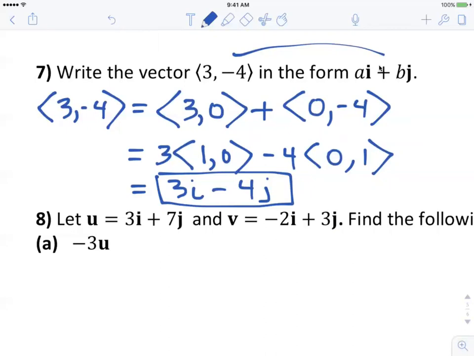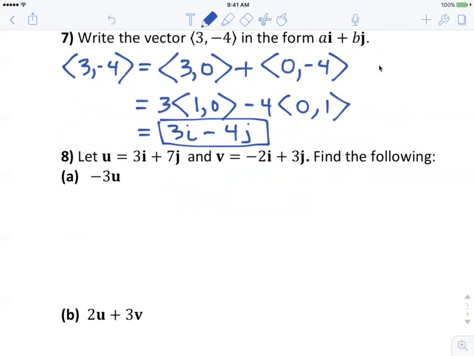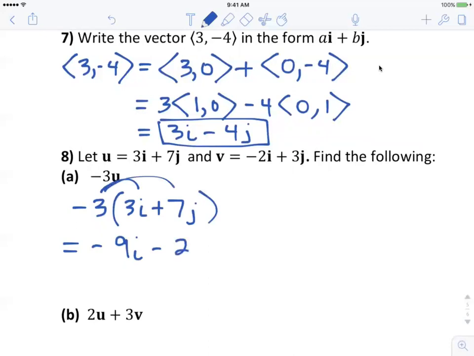That's a pretty cool form. And so you'll see that form pop up as well. And then you'll have some problems like given these things, find whatever. It's complete algebra here. It's like basic algebra, right? So these are kind of fun to do. Right? So I just replace u with 3i plus 7j and then distribute like algebra, right? The -3. That's -9i minus 21j. And that's it.